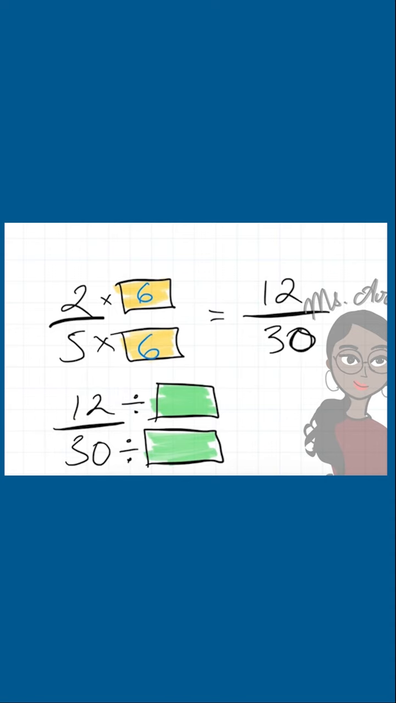What do you think, Calculina? 6 goes into both of them. Yes, exactly. So if we divide both of them by 6, then we get the answer.